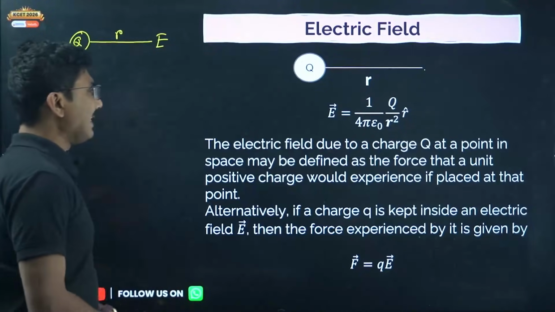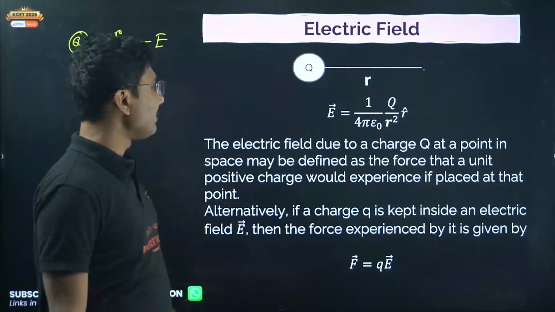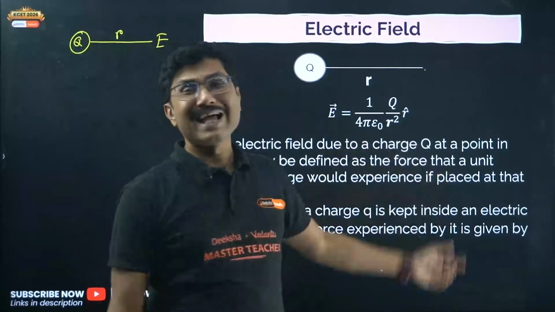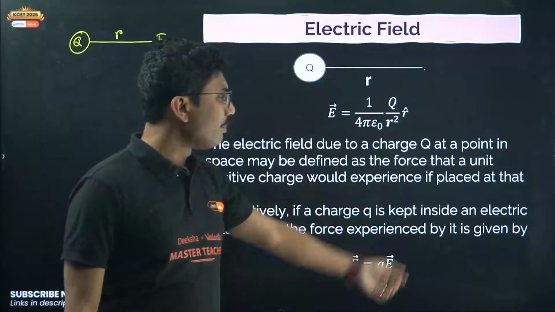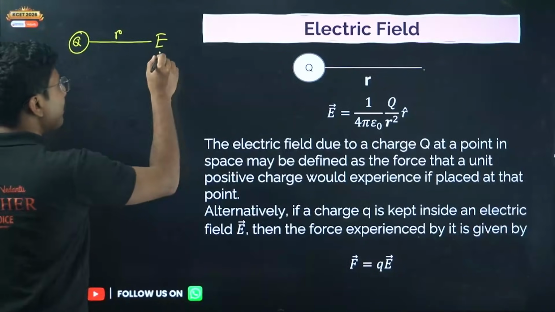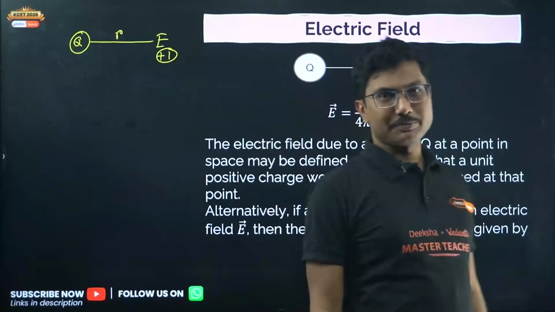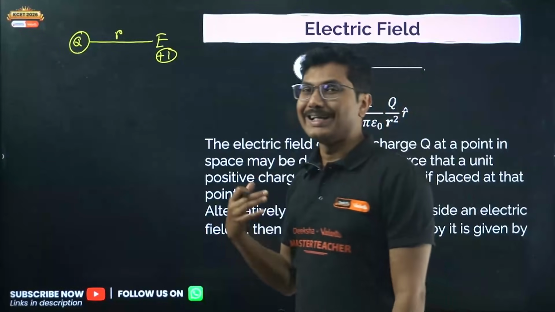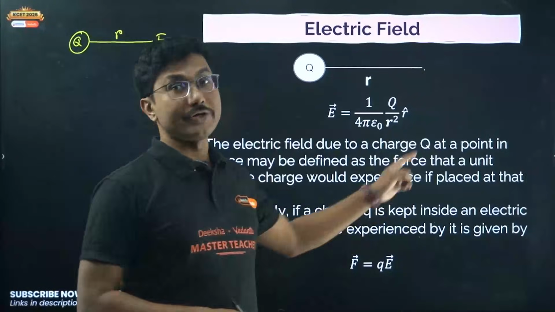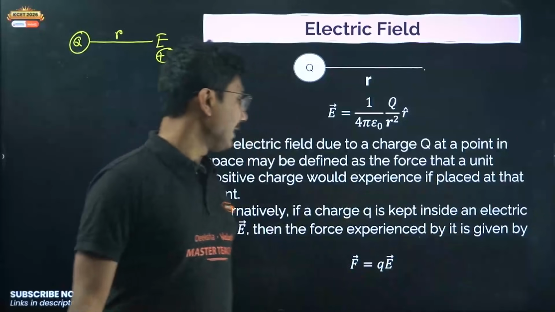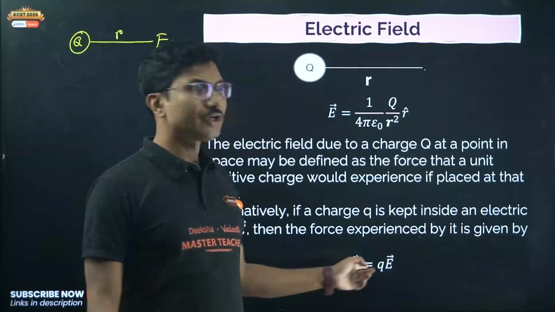Okay, the electric field due to a charge capital Q at a point in space may be defined as the force that a unit positive charge experiences if placed at that point. So if you place a unit positive charge at this point, then whatever force that charge will experience is called electric field. Alternatively, if a charge small q is kept inside the electric field E, then the force experienced by it is given by F equals q into E.